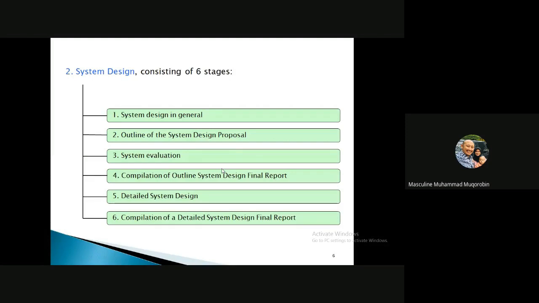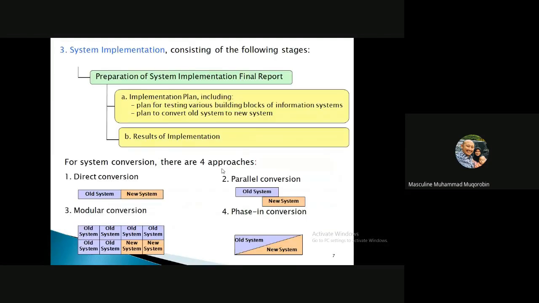And then let's talk about system implementation. System implementation consists of the following stages. Preparation of system implementation final report, such as implementation plan, including plan for testing various building blocks of information systems, plan to convert old system to new system, and then result of implementation.